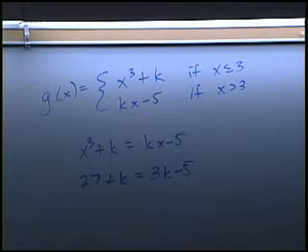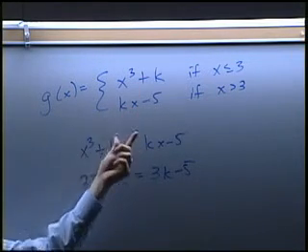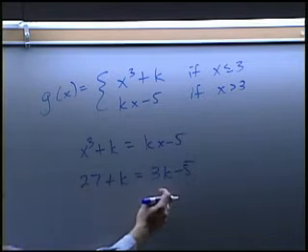Now I just have a linear equation to solve, and the value that I get for k will be the appropriate one to ensure that both the x values are the same as well as the y values. Okay? Just the algebra to finish this off here.